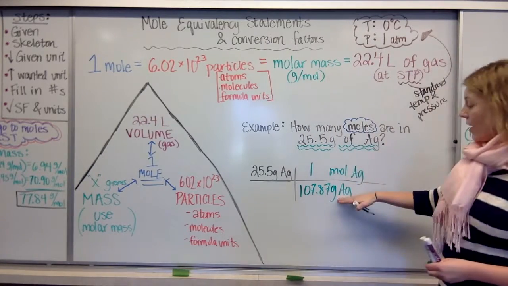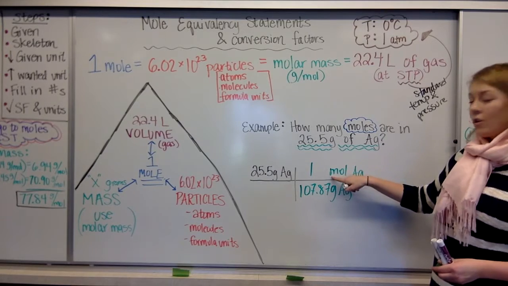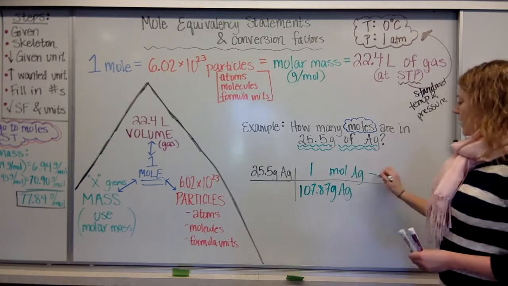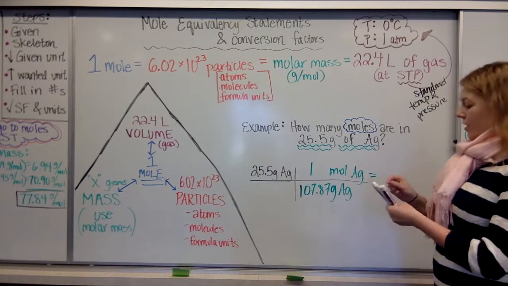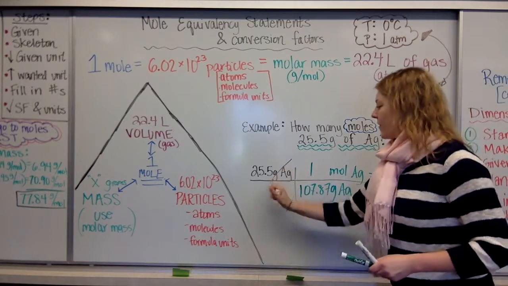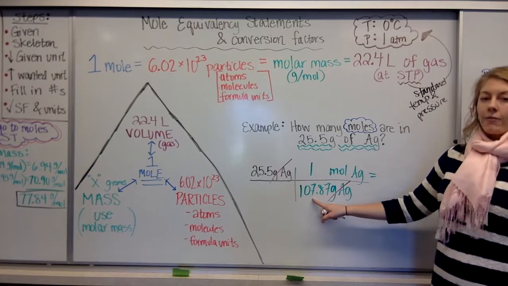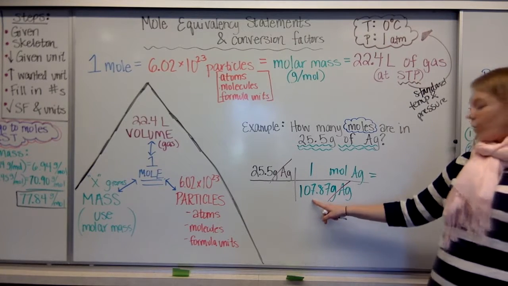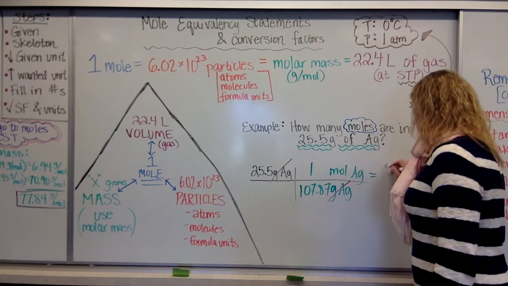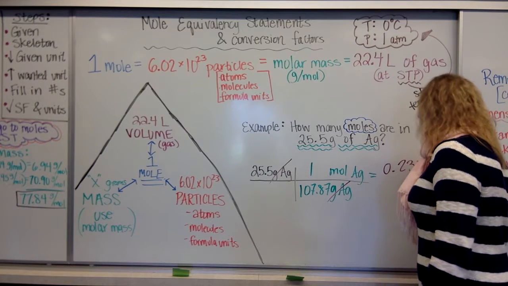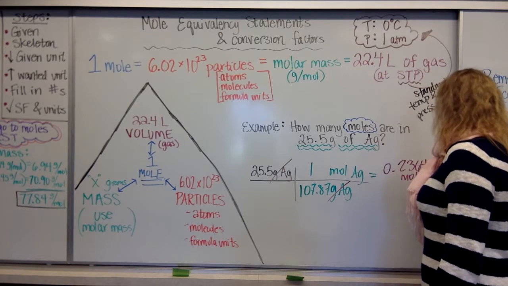107.87 grams per 1 mole, right? Our units on top and bottom cross off. Grams of Ag is gone. And we divide 25.5 divided by 107.87 grams. We get 0.2364 moles of Ag.